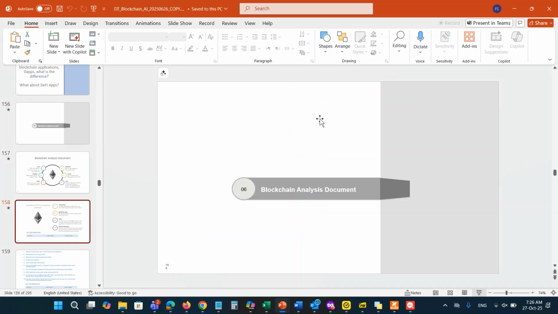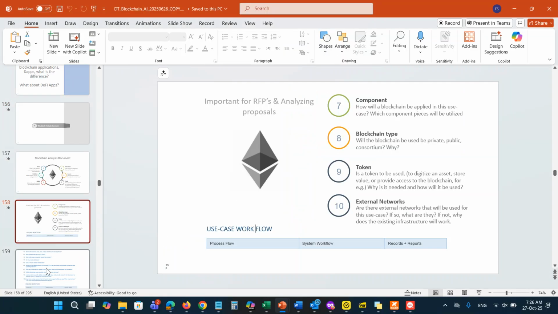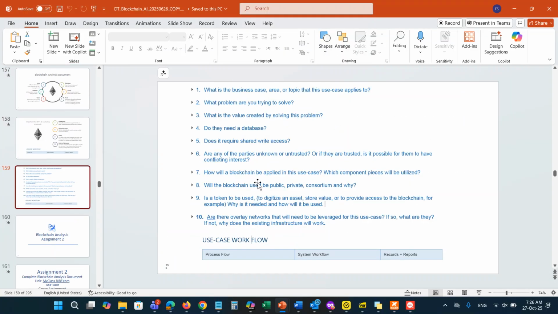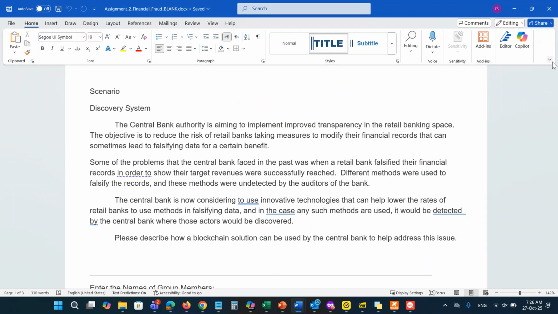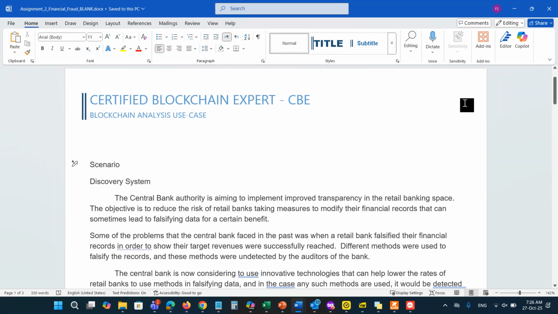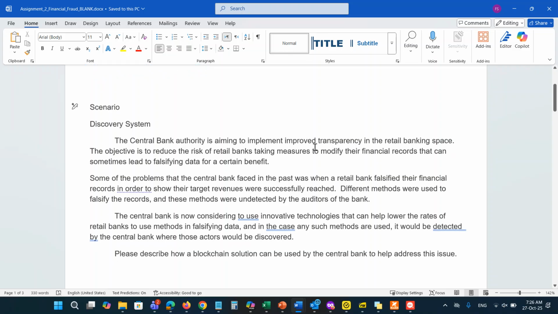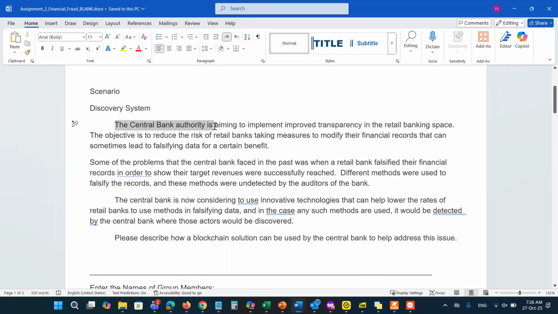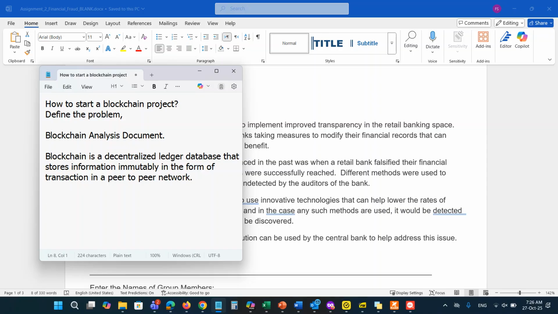Okay. So this is a summary of all the questions right here, which we just went over. So let me just go ahead and open an actual use case right here. So this is a use case called discovery system. So the problem here is the following, right? Let me just explain the problem that we want to solve.